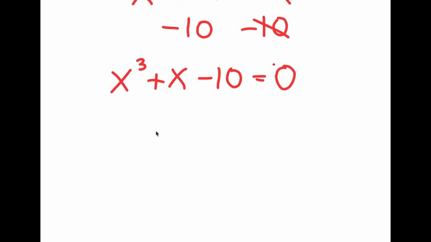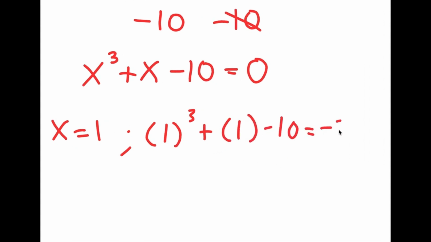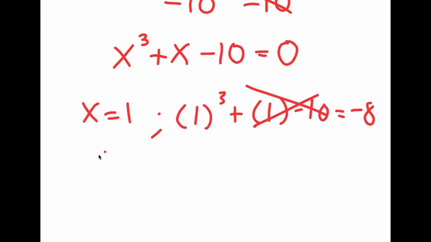Now, from here, to actually find all of the solutions for this equation, we have to first start by finding one solution and then use that one solution to find the rest. So how are we going to find that one solution? Well, we're going to simply have to guess. So let's start with x equals 1. When x equals 1, I get 1 to the power of 3 plus 1 minus 10, and this is equal to negative 8, which does not equal 0, which is wrong.